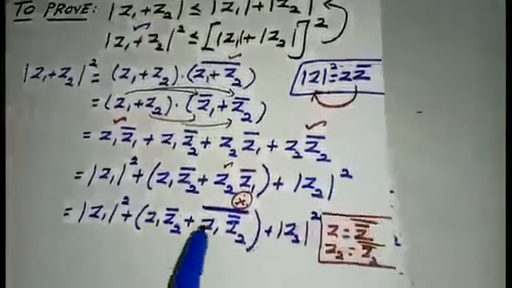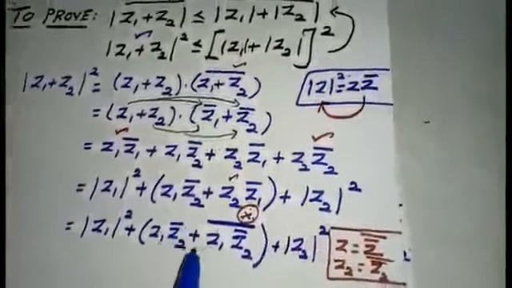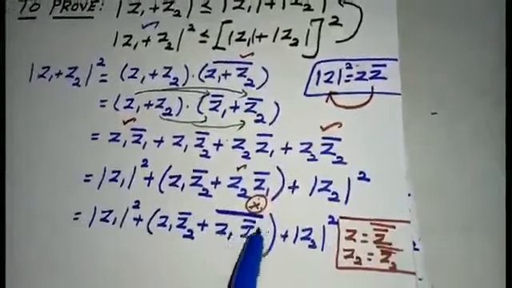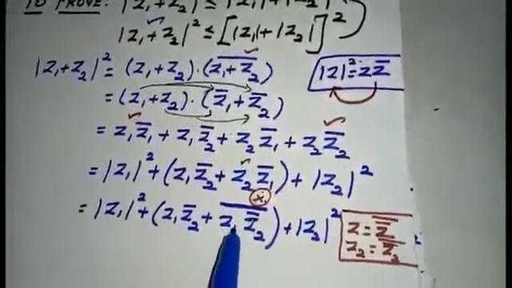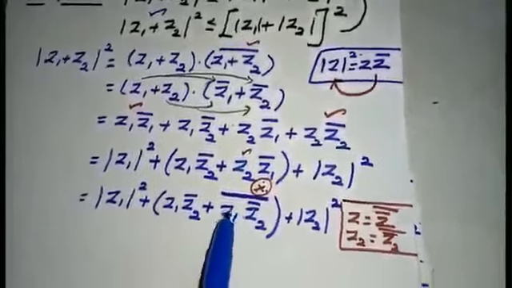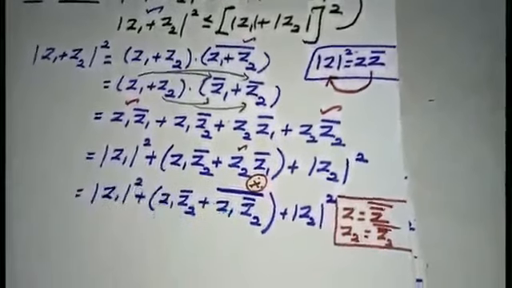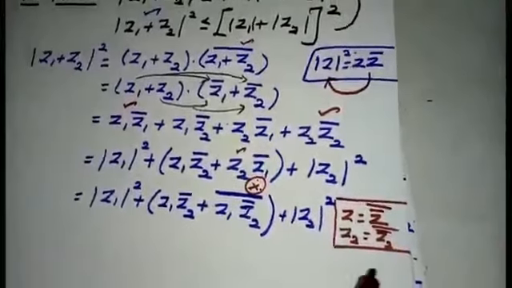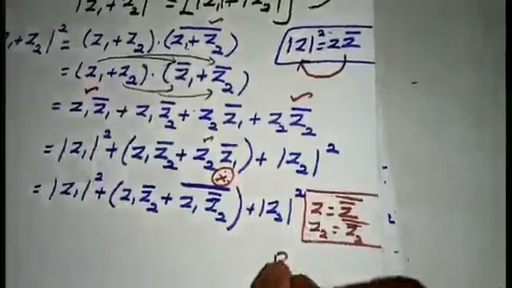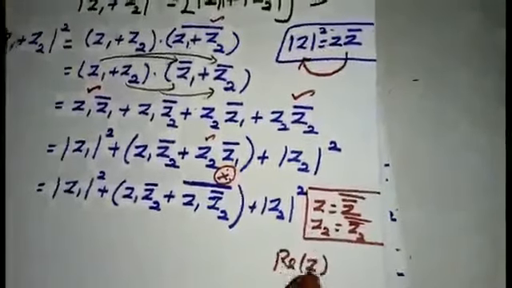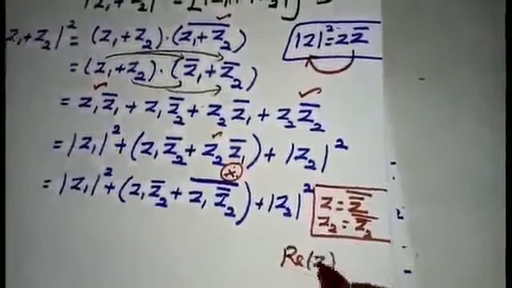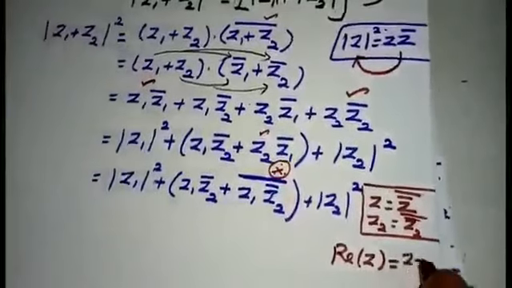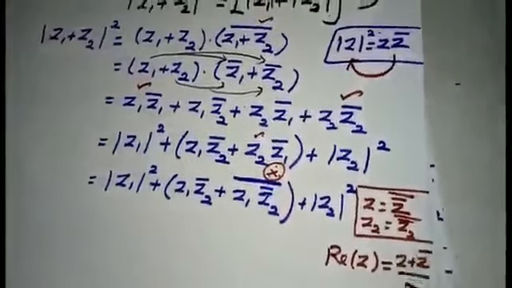If you make any mistake in this place, you can't prove this theorem, students. So be careful in this place. Do the calculation correctly. Next, I am going to take another property, that is, we know that the real part of z is nothing but z plus z bar by 2.